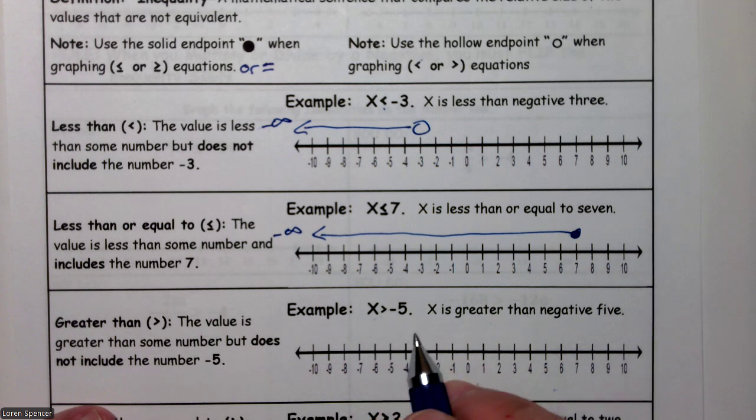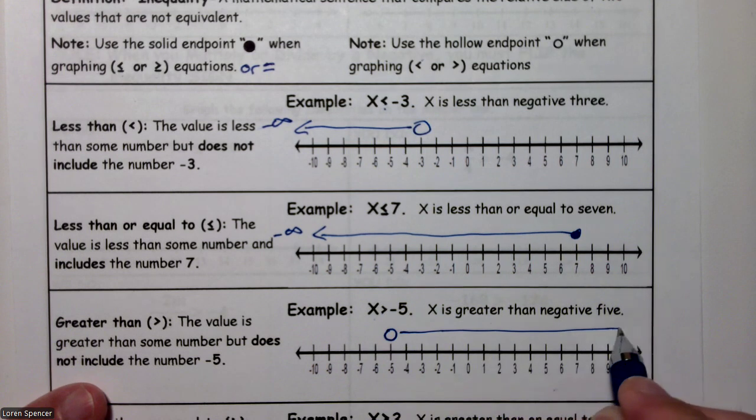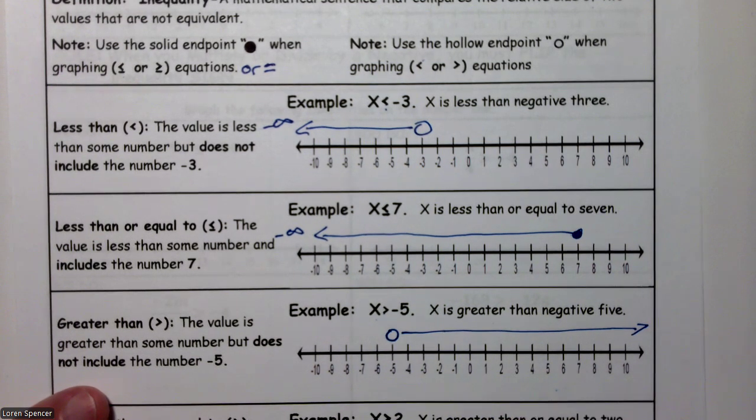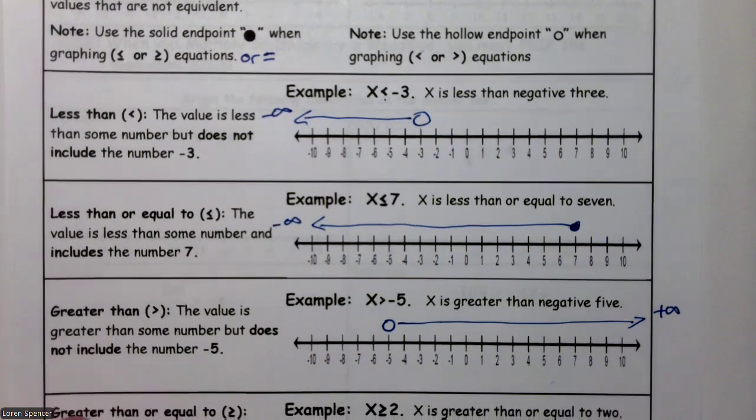Well, I see that it's a greater than, so it's going to get a hollow at negative 5, and it's pointing to the right. And it could be any value greater than negative 5, and this means it goes to positive infinity.